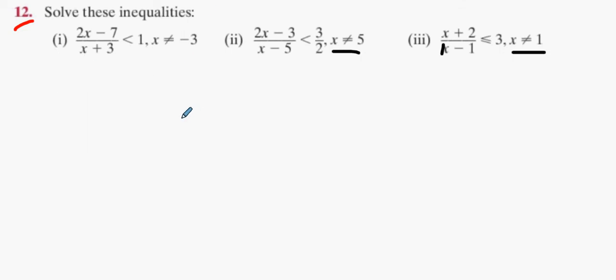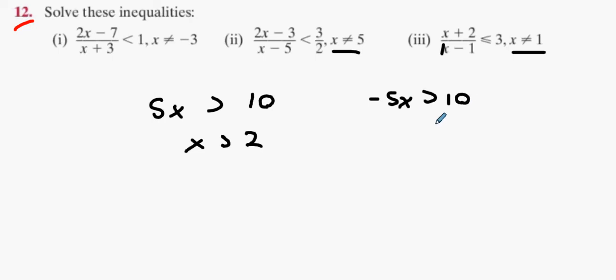Now, next thing we gotta worry about is, back in the day, we learned a very basic rule about inequality. So, for example, if I said 5x is bigger than 10, everybody happy? You'd just say x is bigger than 2. Everybody knows that, yeah? Now, if I said -5x is bigger than 10, what would you do? What's the next step then? Multiply both sides by minus, and you get x is smaller than -2.